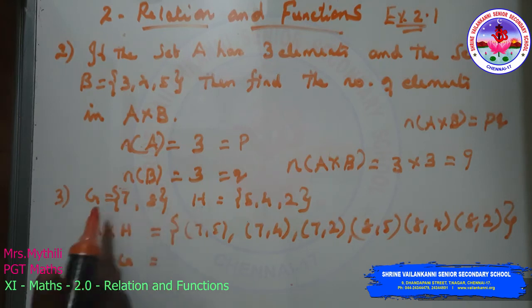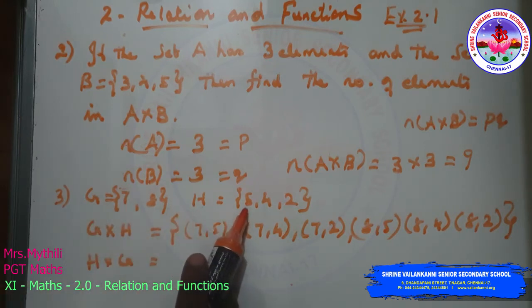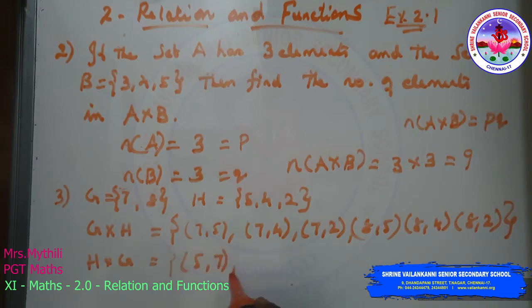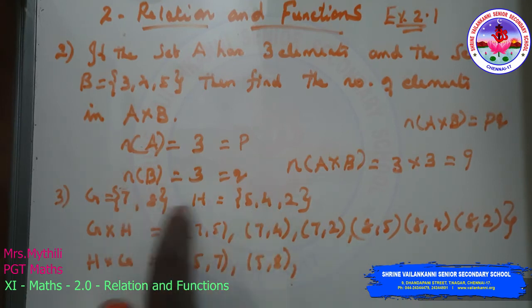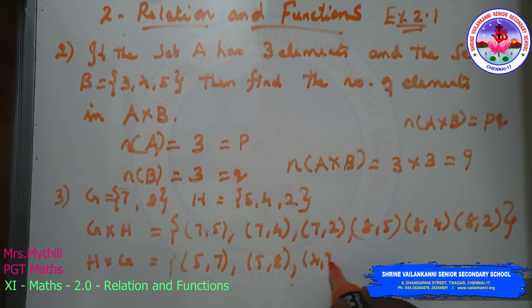Now we will find H cross G. The first element will be 5 and the second elements will be 7 and 8. So (5, 7), (5, 8). Again (4, 7), (4, 8). And (2, 7), (2, 8).